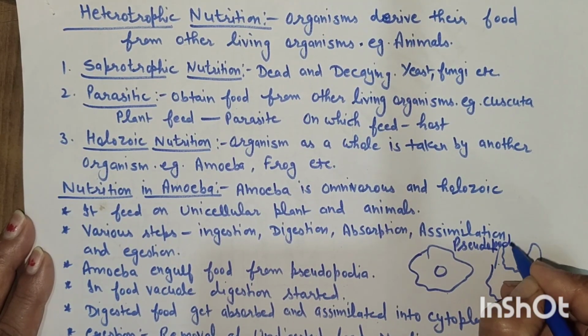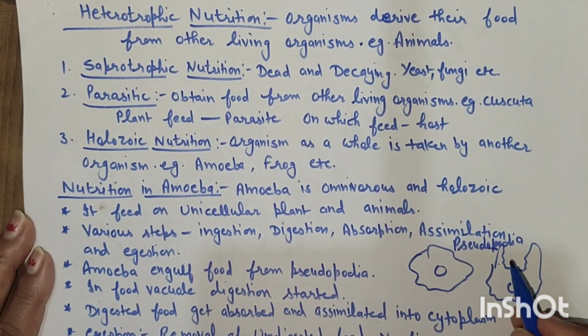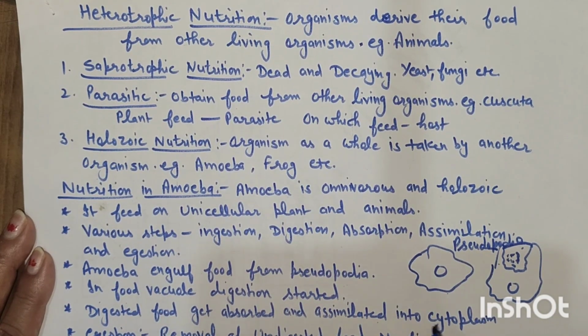Pseudopodia. These pseudopodia are also called the false feet. These pseudopodia cover the food with a membrane and engulf it, and this becomes the food vacuole. In the food vacuole, digestion starts, and the digested food gets absorbed and assimilated into the cytoplasm.